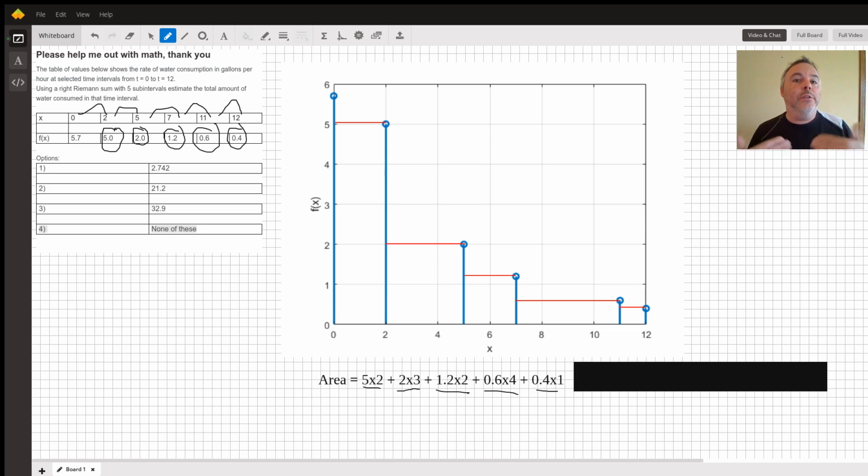So here are 2 different ways to solve the same problem. I'm not going to reveal the answer. You can do this calculation and then see one of the answers over here.